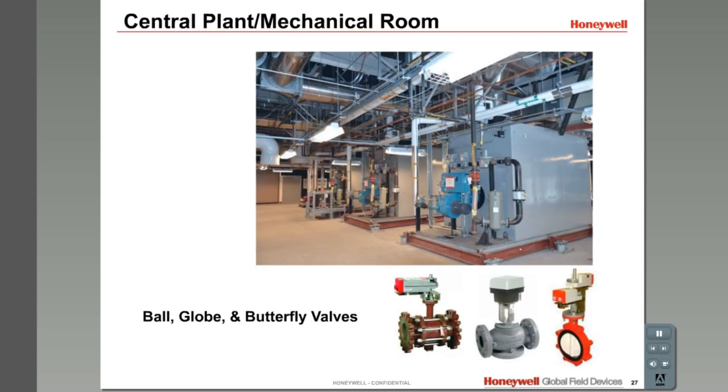Now we'll look at how these valves are used. Mechanical rooms have boilers, chillers, heat exchangers, thermal storage units, and more. They need isolation valves, control valves, and bypass valves. Commonly used valves for these applications are ball valves, butterfly valves, and sometimes globe valves.